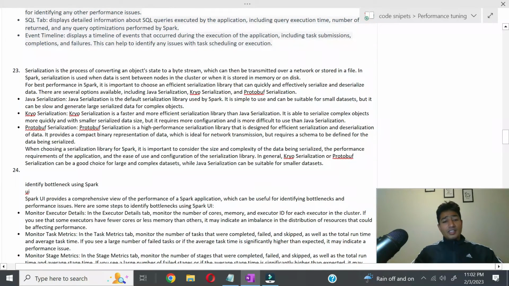So what is serialization? We have covered serialization. There are n number of serializations: Java serialization, Kryo serialization, and the last one is protobuf. Let's see what protobuf is. Protobuf serialization is a high performance serialization library that is designed for efficient serialization and deserialization of data. It provides a compact binary representation of data, which is ideal for network transmission, but requires a schema to be defined for the data being serialized. So this is important. Protobuf is a great serialization, but it requires the schema to be defined.